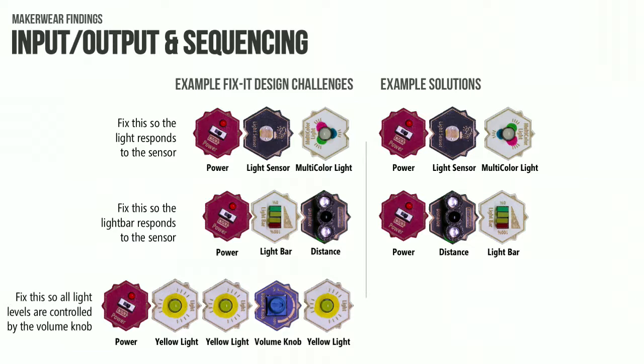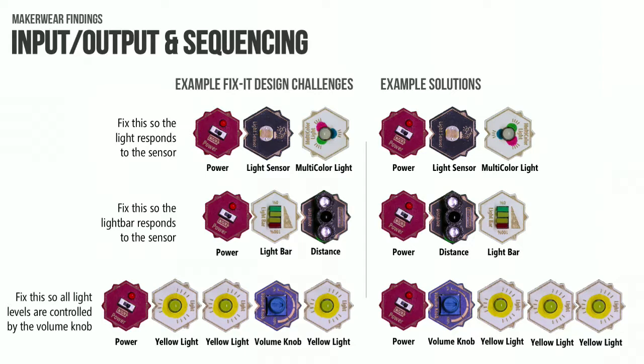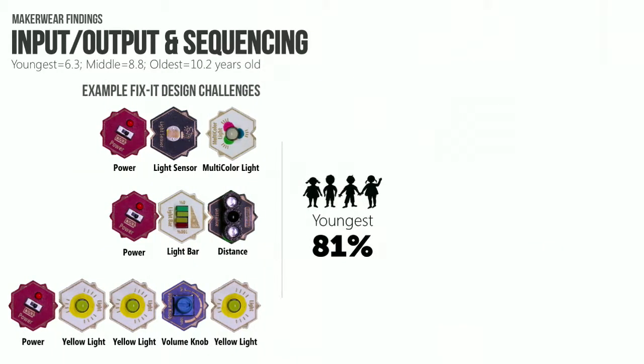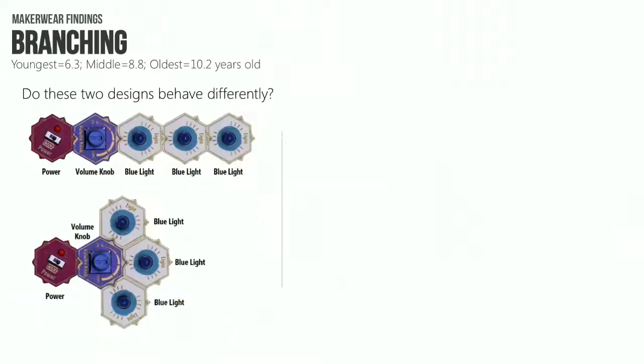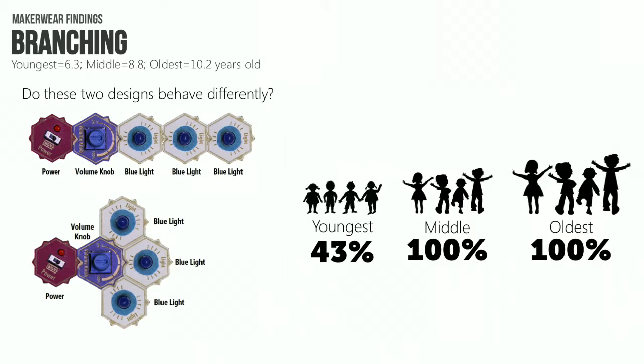And then we also looked at their understanding of cascades. So we asked them to make it so that the lights would react to this volume control, and this is one example solution. We found that 81% of our youngest users were able to accurately answer these, and 100% of our middle and oldest users. We also looked at branching understanding. For example, we'd ask questions like, do these two designs behave differently? And we found the youngest were able to with 43% success, while middle and oldest were 100%.